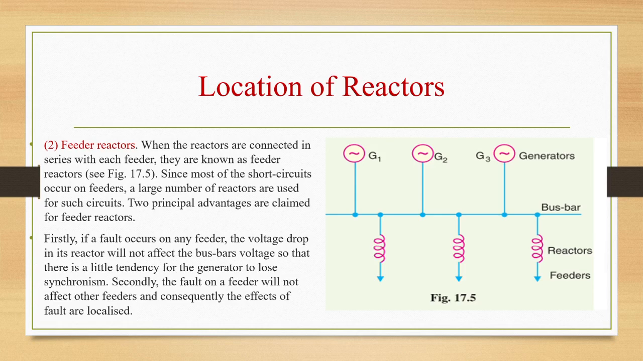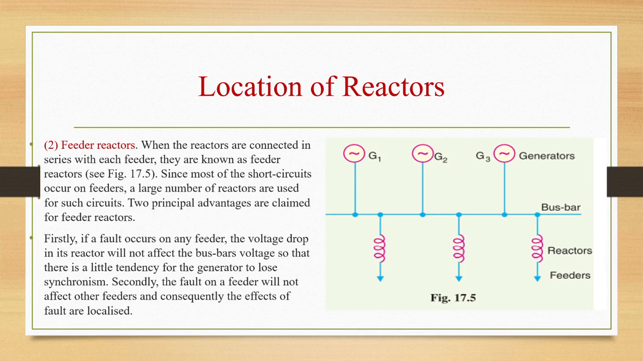Okay. Second one. Second is feeder reactors. When the reactors are connected in series with each feeder, they are called as feeder reactors. As seen in the diagram. So earlier we have seen reactors were put in series with generators, but now what we can see here, reactors are put in series with the feeders. This is bus bar, these are generators and these are feeders. So reactors are connected in series with the feeders. So whenever the reactors are connected in series with each feeder, they are known as feeder reactors.